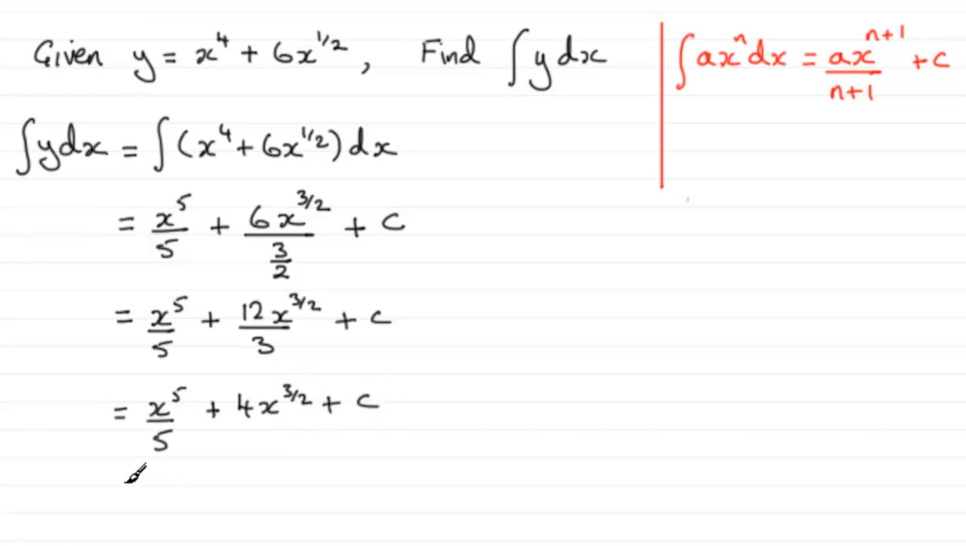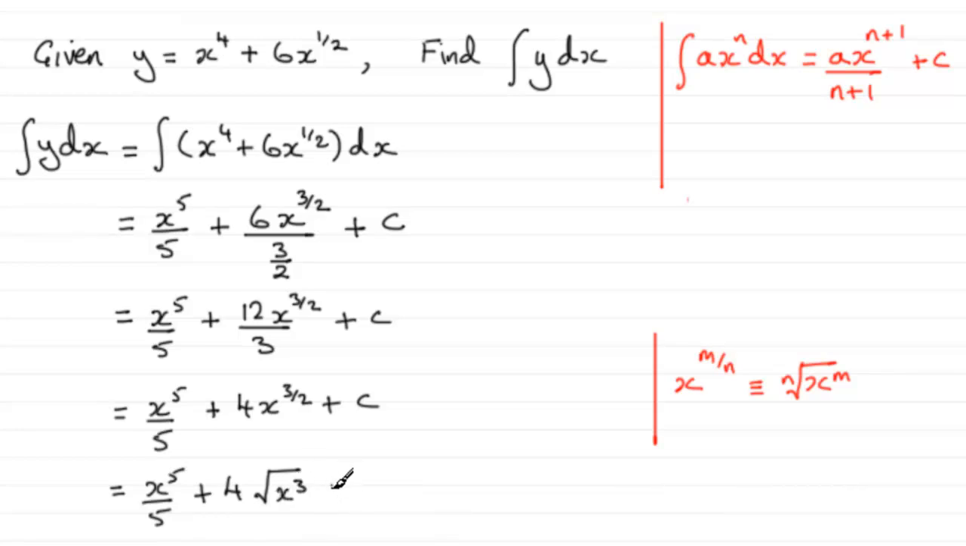Now it's up to you whether you decide you want to change this power, x to the power 3 over 2, into another form, but essentially this would be your answer. Let me just remind you, x to the power m over n is exactly the same as writing the nth root of x, to the power m. So using that result, you could say that this was the square root, because of the 2, we don't write the 2 there, of x to the power 3, and then plus c.